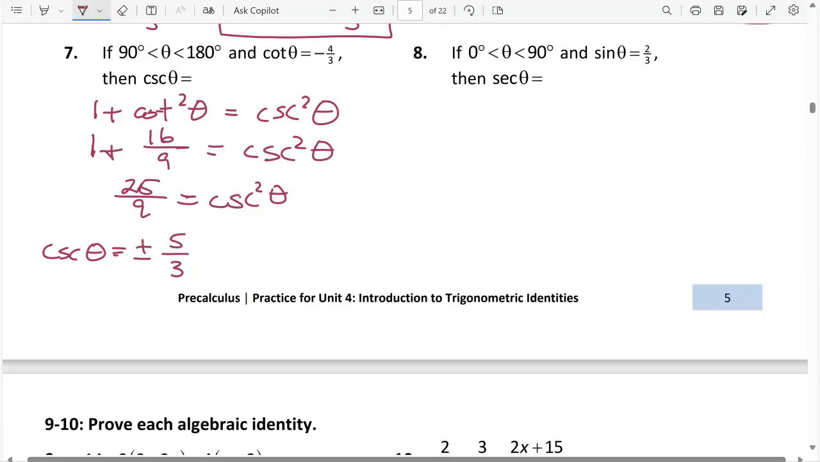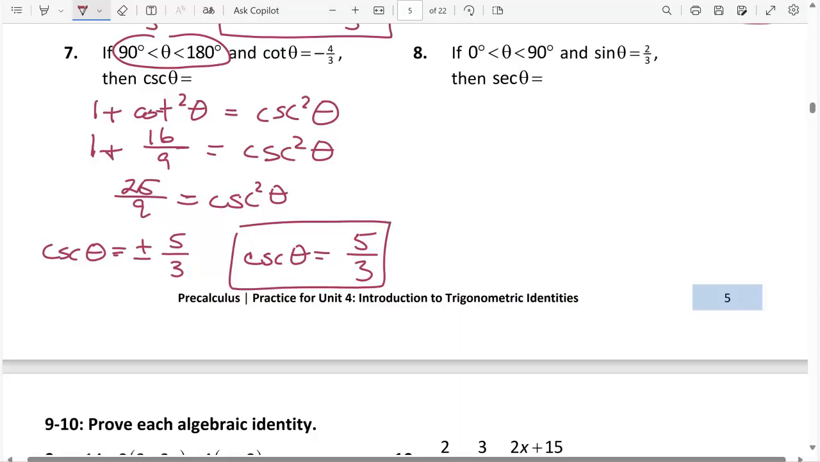And now we have to decide if that should be positive or negative. And between 90 and 180 is a quadrant 2 angle. And in quadrant 2, tangent is negative. Let's see, that's not important though. What is positive in quadrant 2? Sine is positive. And if sine is positive, so is its reciprocal cosecant. So the cosecant of theta must be positive 5/3.